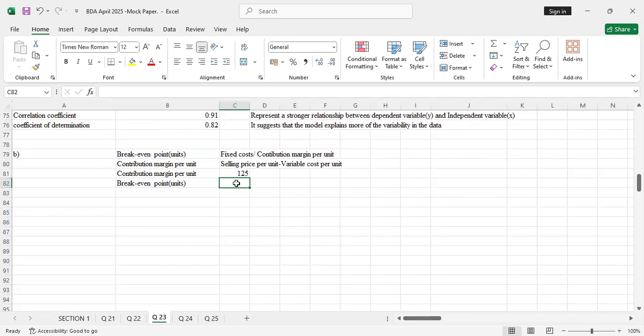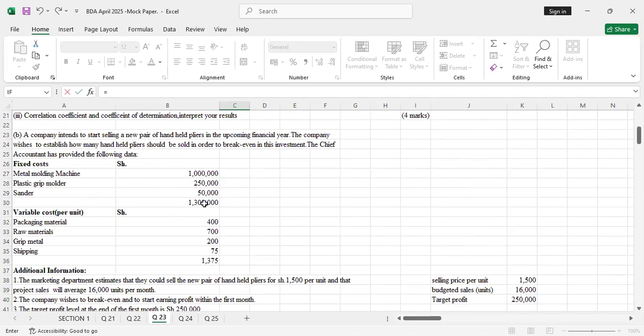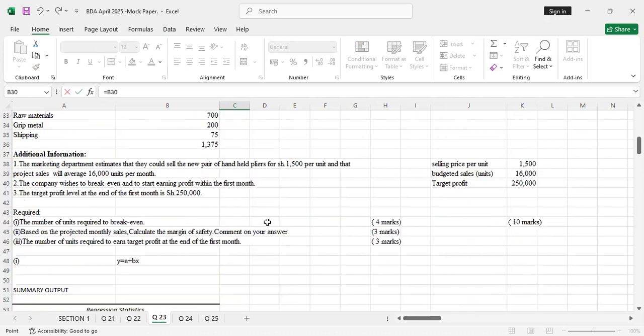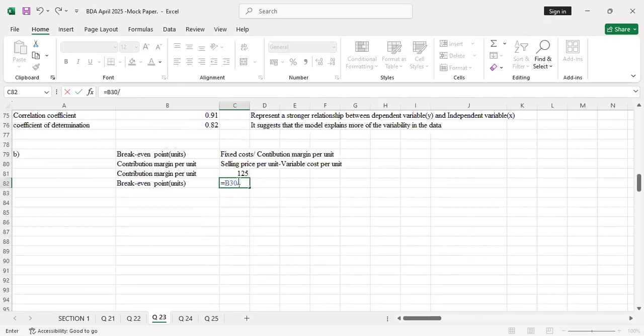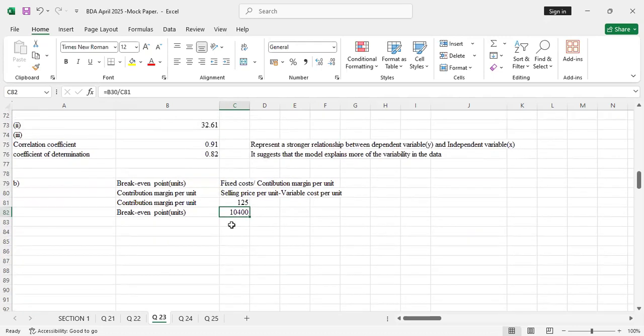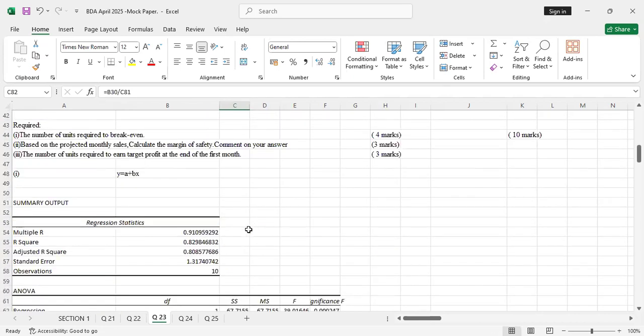So therefore, I can calculate the break-even point in units because now I have the contribution margin per unit. It will equal the fixed cost, which is here, 1.3 million, divided by the contribution margin per unit, which is 125. So the break-even point in units will be 10,400 units. And that's how you're supposed to do part A of that question, and you get your 4 marks.